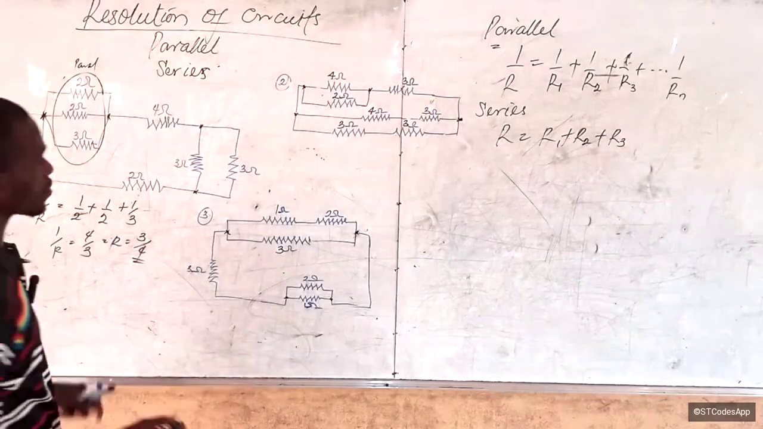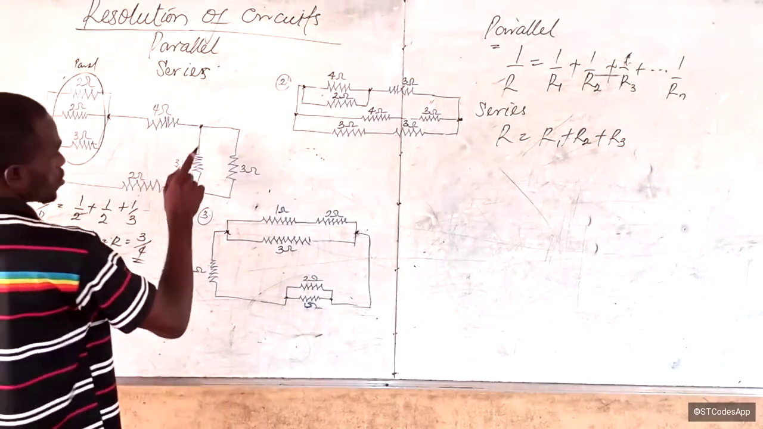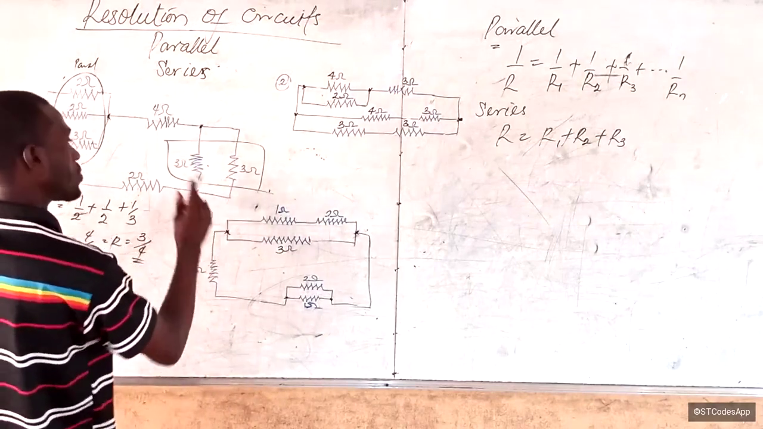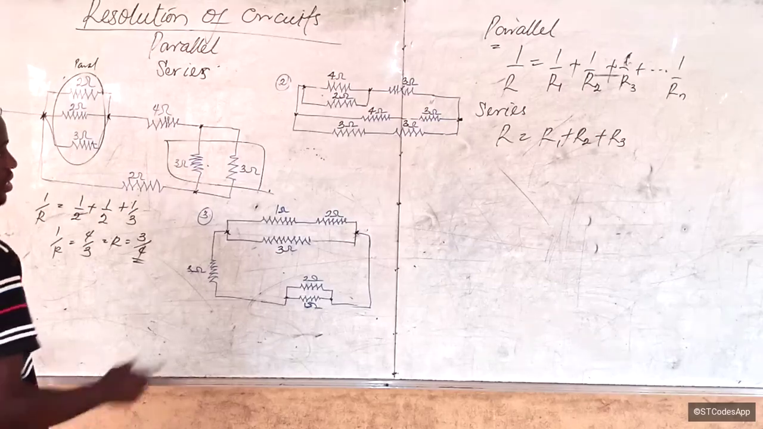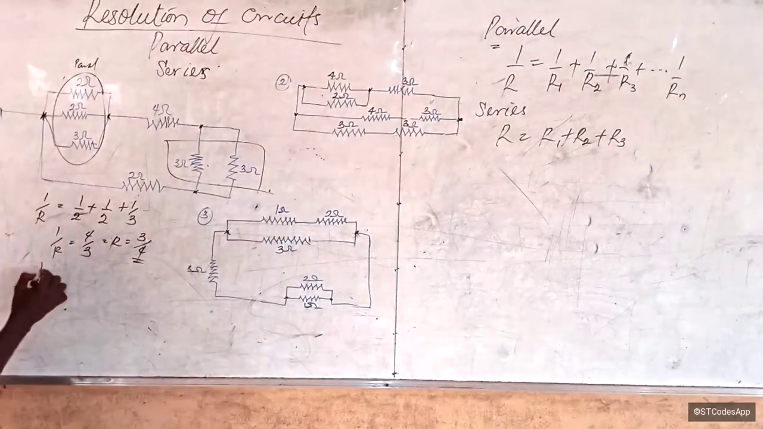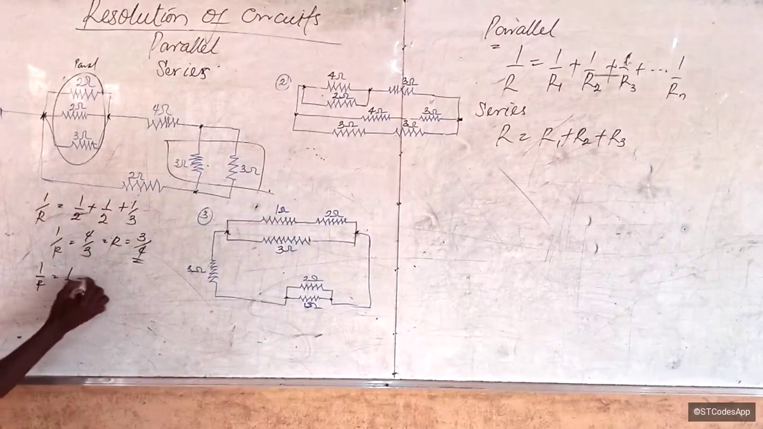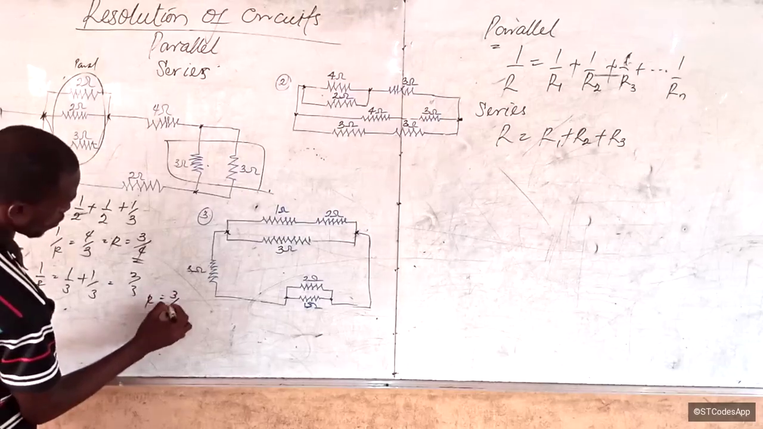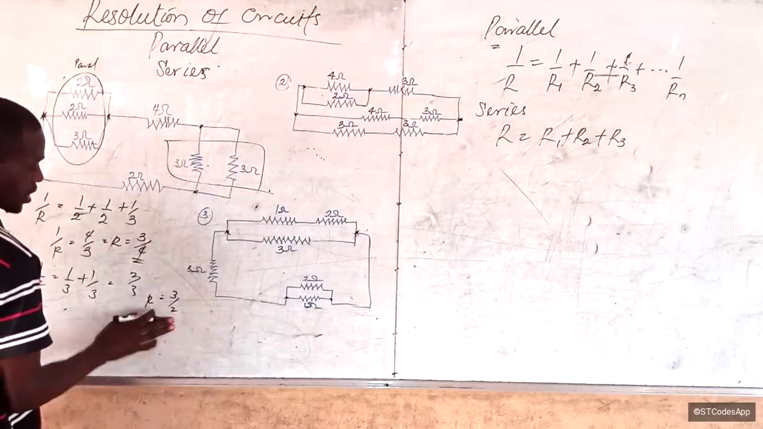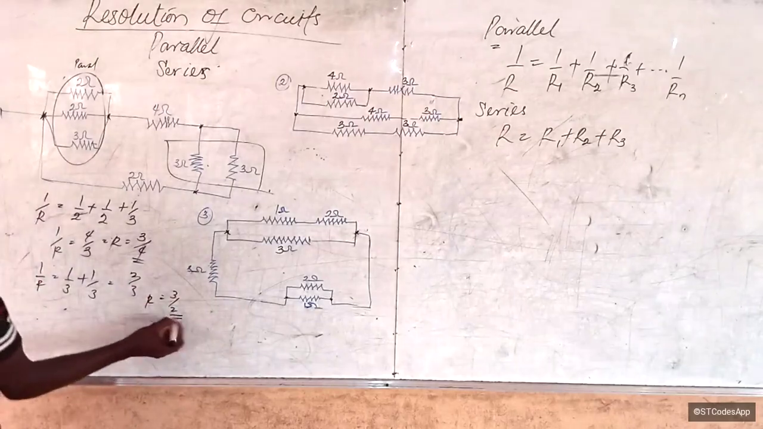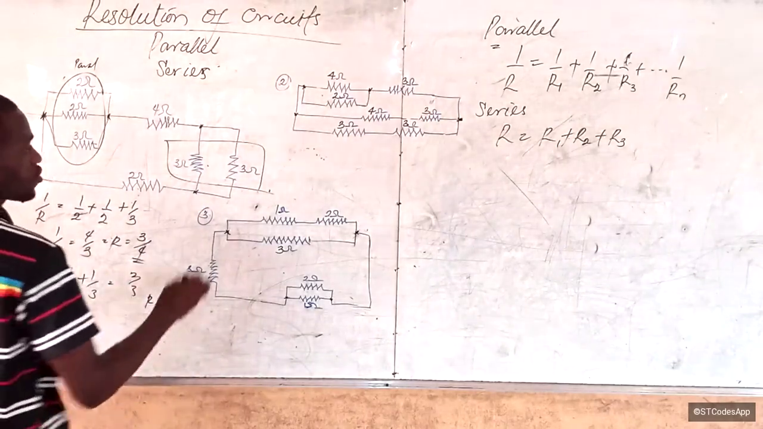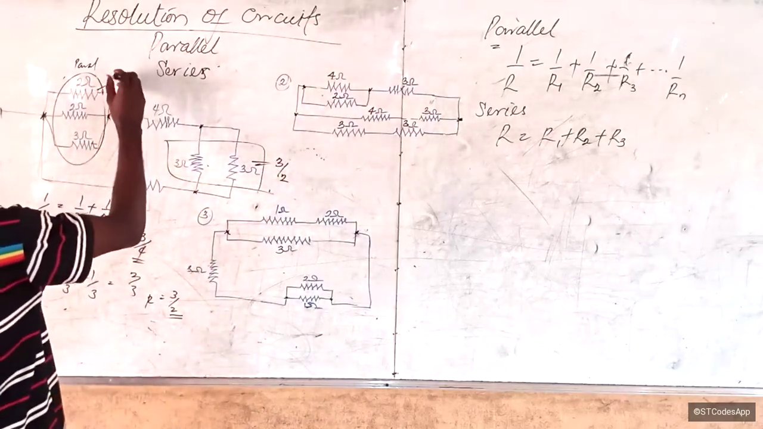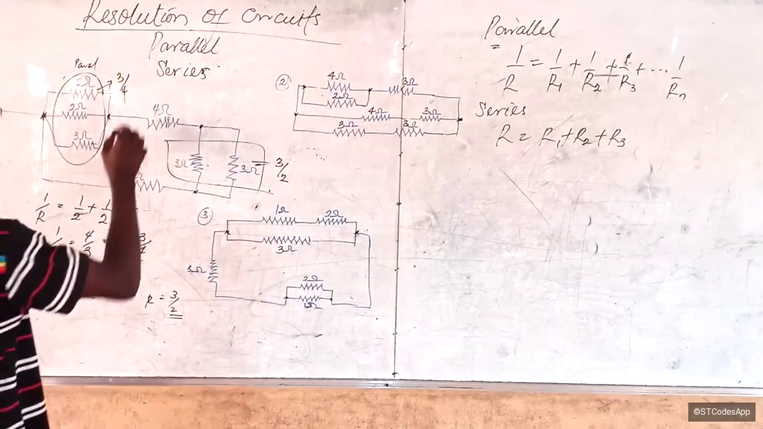Now the next thing to resolve is this. This is a junction here, right? So this place breaks these two apart. So what do we do to them? We resolve in parallel. So we have 1 over 3 plus 1 over 3, that will be 2 over 3, right? So R will be equal to 3 over 2. Let's just leave it like this, 3 over 2, because we're still going to be solving it. So what we have here is 3 over 2, and here at the end is 3 over 4 ohms.